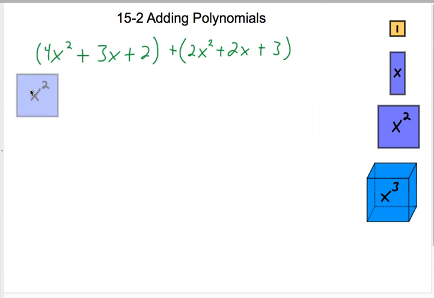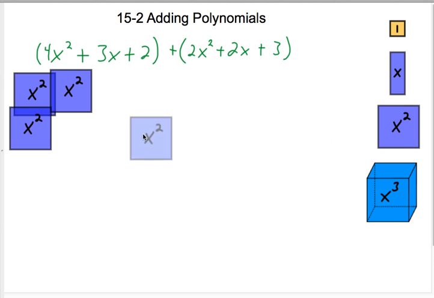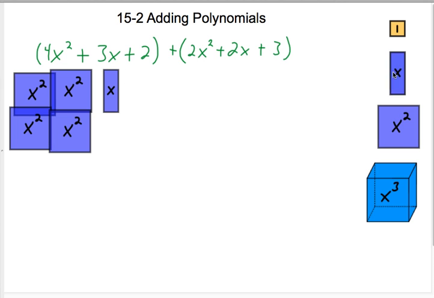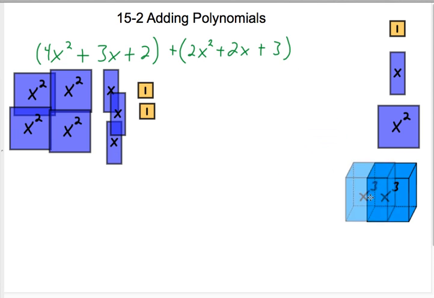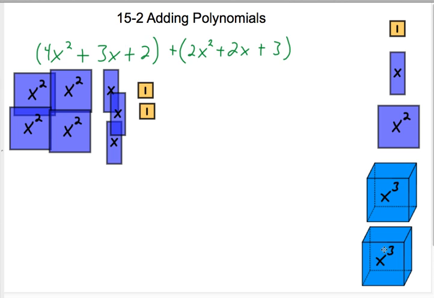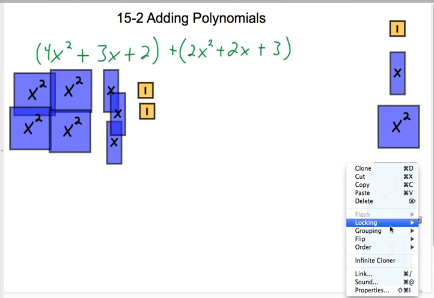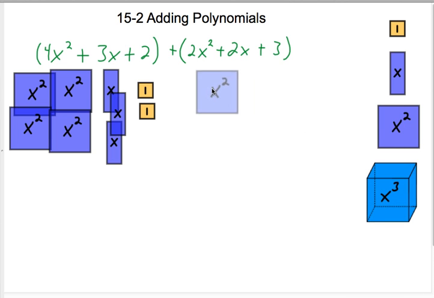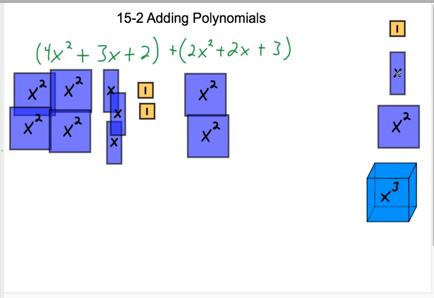So to get 4x squared, I'm just going to pull 4 of the x squared algebra tiles out, and then plus 3x means I got 3 of these. And then plus 2 means I have 2 of these. There we go. So on the right side I have 2x squared. Whoops, that's an x cubed. We don't want that. Let's get rid of this one. So we have 2x squared, and we have 2x, and we have 3.